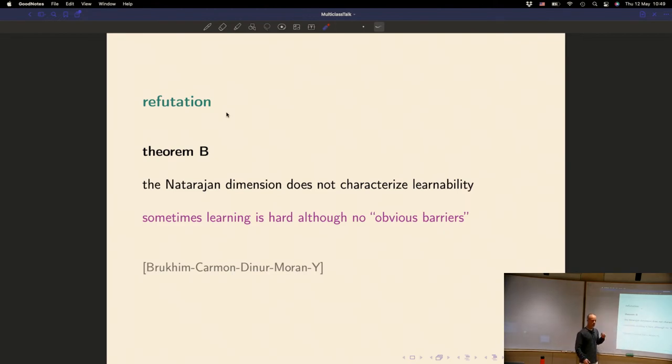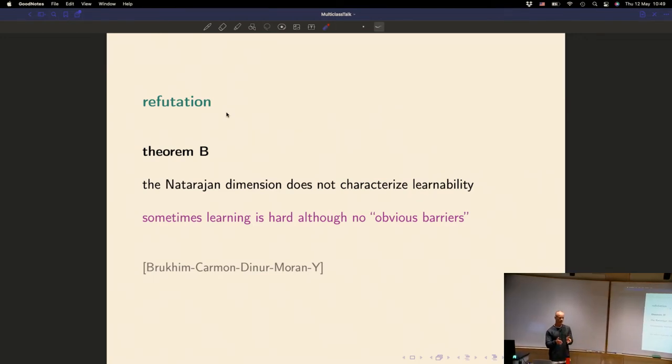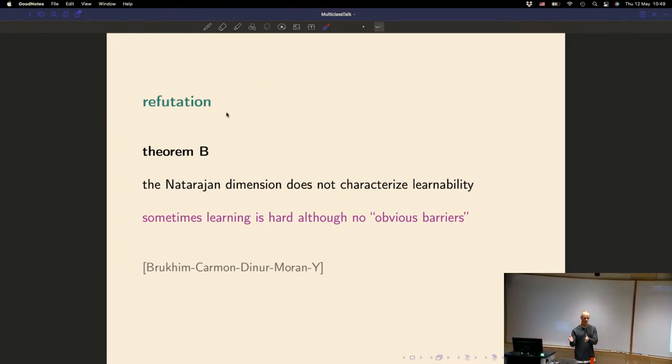And a very different part of this work is that this dimension does not characterize learnability. And there is a very nice story here. I will tell you the story. So there are two results. One is that the DS dimension is good. The second result is that the Natarajan dimension is not good in the sense of characterizing learnability. So this is the end of the story in the beginning.